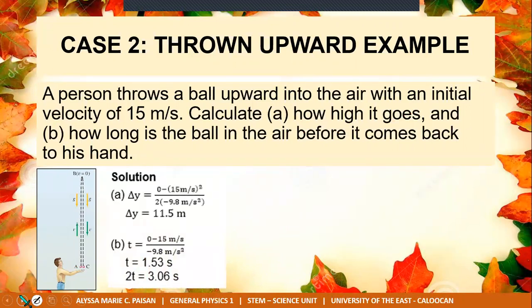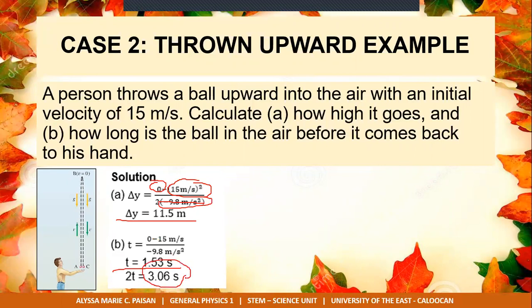For letter A, that's delta y. You substitute the final velocity, then the initial velocity, and then 2 times g. And you will get positive 11.5 meters. And then for letter B, as you will notice, after the substitution, we get a specific answer, but there is a very final answer that is 3.06 seconds.